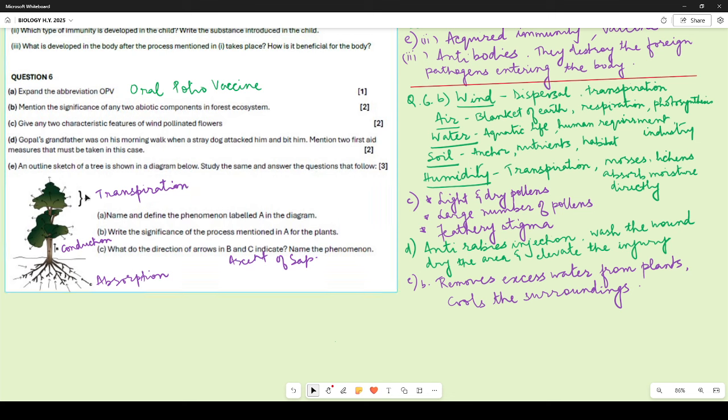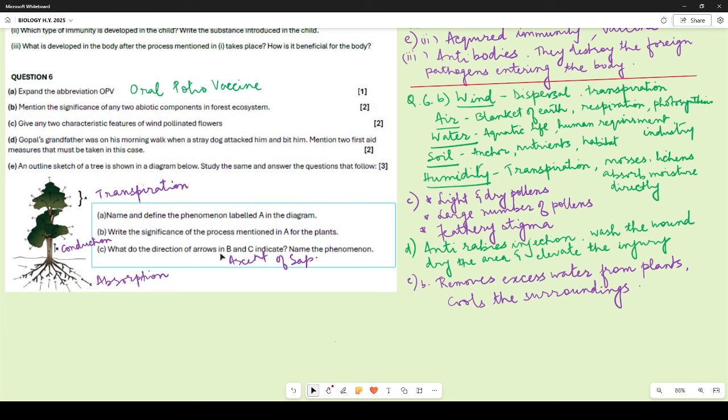So first part A, it exhibits transpiration. Definition of transpiration: what is transpiration? It is the evaporation, the loss of excess water from the plants in the form of water vapors. What is the significance of the process? It removes excess water, cools the surroundings, and also creates transpirational pull. So a lot of things are happening. You can give any one significance, because it is all of 1 mark.